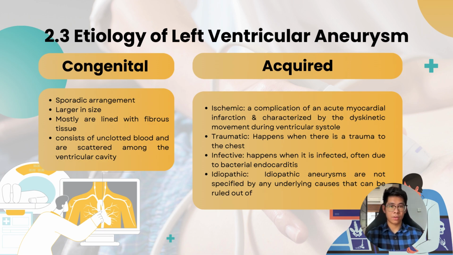The second group of etiology that causes left ventricular aneurysm is acquired aneurysm. The first one is ischemic. Ischemic left ventricular aneurysm happens usually as a complication of an acute myocardial infarction. This event is characterized by the dyskinetic movement during ventricular systole, which leads to several complications of the heart.